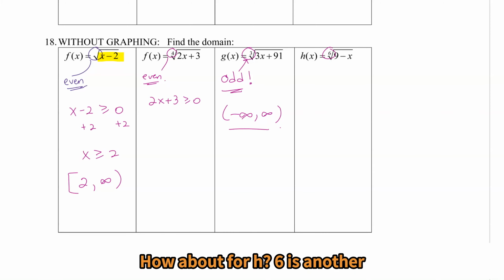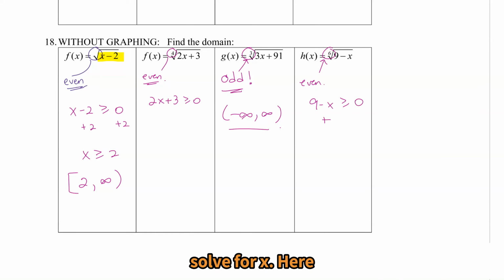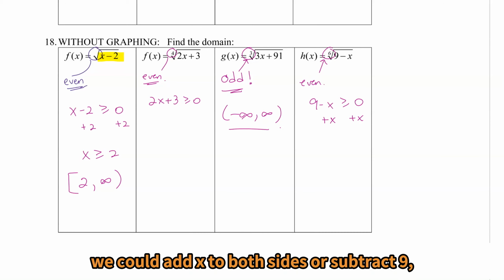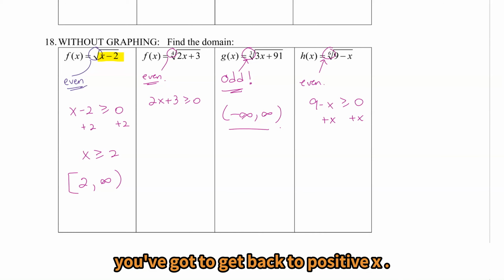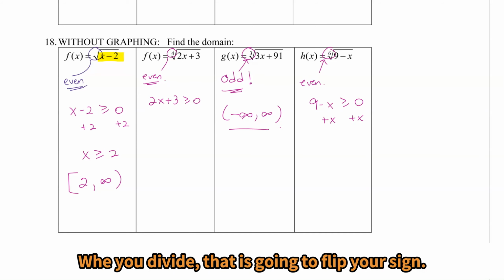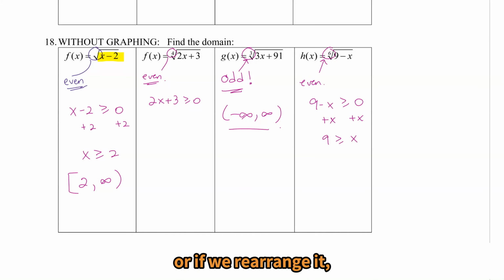How about for h? Oh, 6 is another even one. Set the inside greater than or equal to 0. Solve for x. Here we could add x to both sides or subtract 9. It doesn't matter. Just remember, if you subtract 9, you've got to get back to positive x. When you divide by that, it's going to flip your sign. So 9 is greater than or equal to x, or if we rearrange it, x is less than or equal to 9.